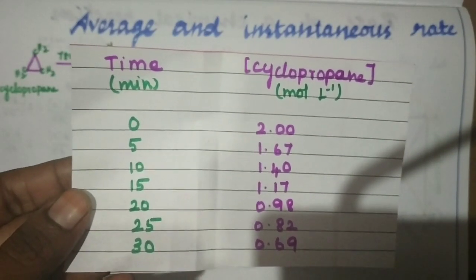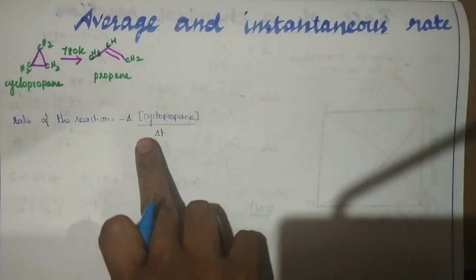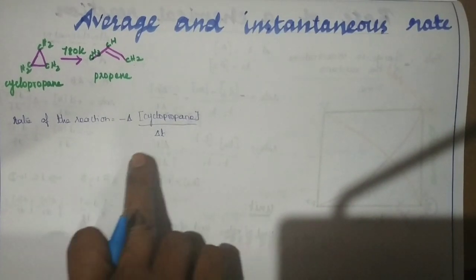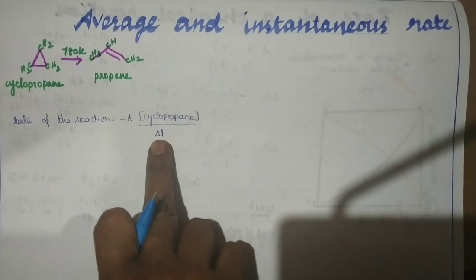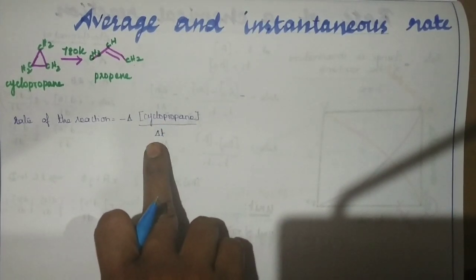Therefore, what is the formula for the rate of the reaction? Minus change in the concentration of the reactant divided by change in time. So here, what is the reactant? The reactant is cyclopropane. Therefore, we take minus delta concentration of cyclopropane, because this is the reactant, per unit time. What's the time? Delta T.